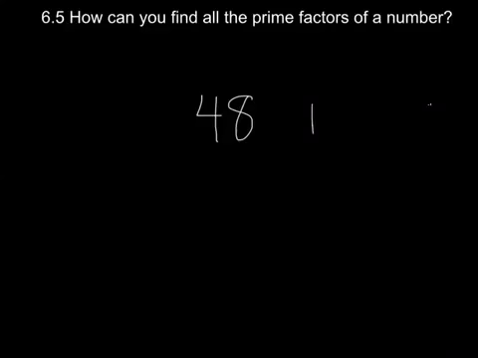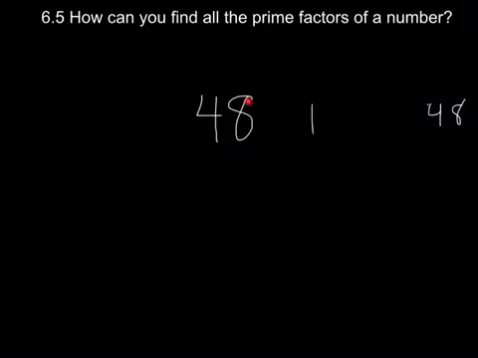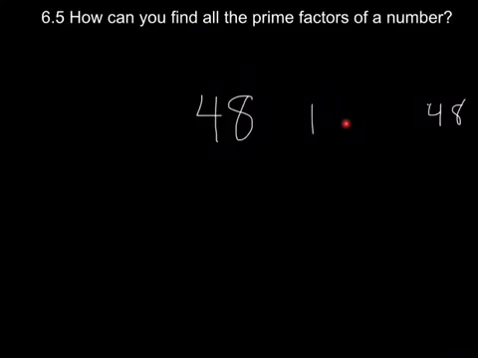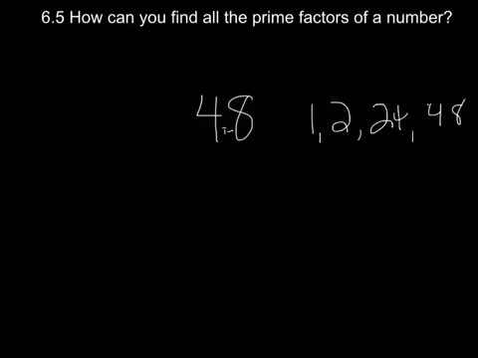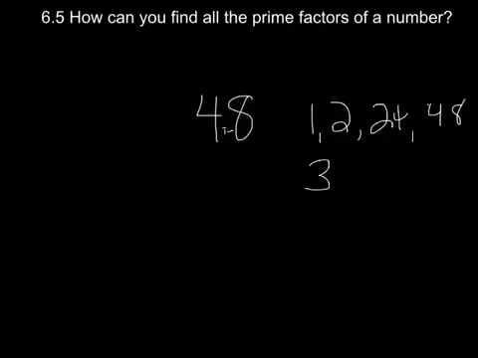It's 1 and 48. I know 2 is going to be a factor because I looked at the last digit. I'm using my divisibility rules. The last digit's even, so it's going to be 2 and 24. If I add 4 plus 8, I get 12, so that means that 3 is also going to be a factor, so 3 and 16. 4 is also going to be a factor. It's going to be 4 and 12.